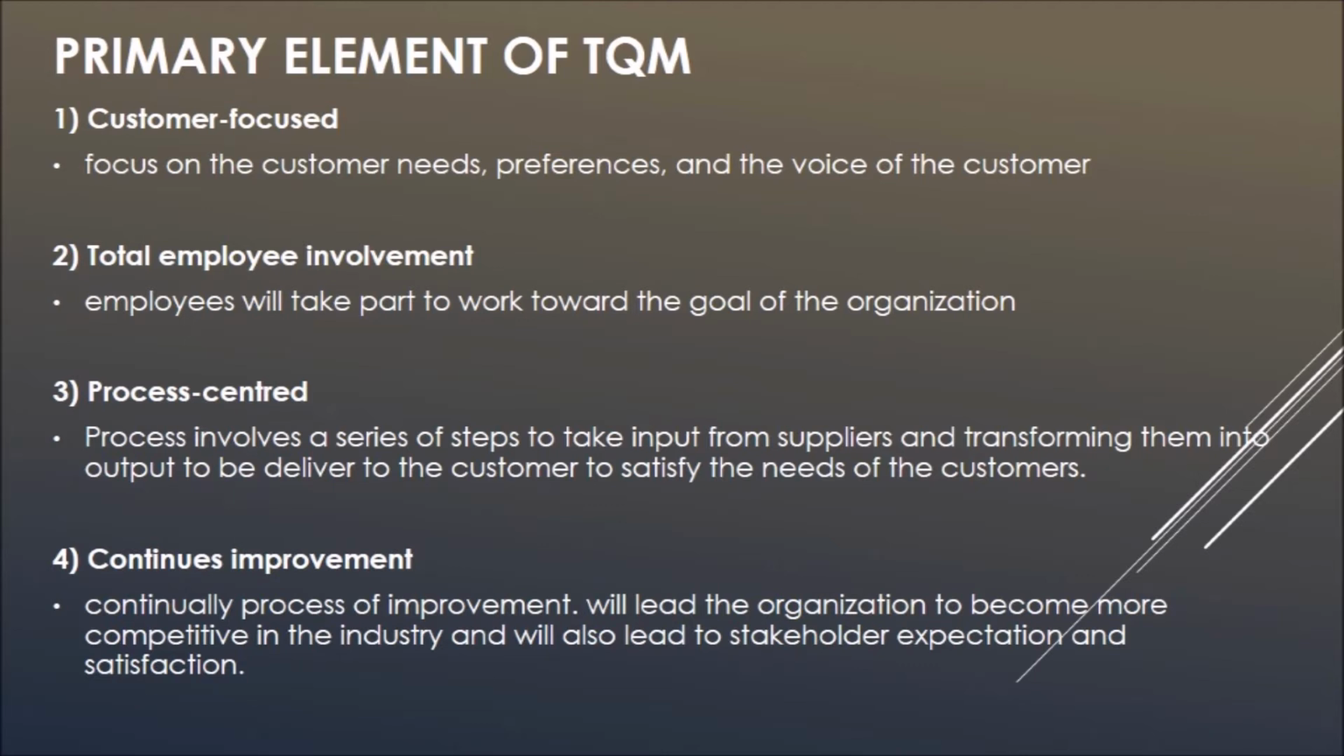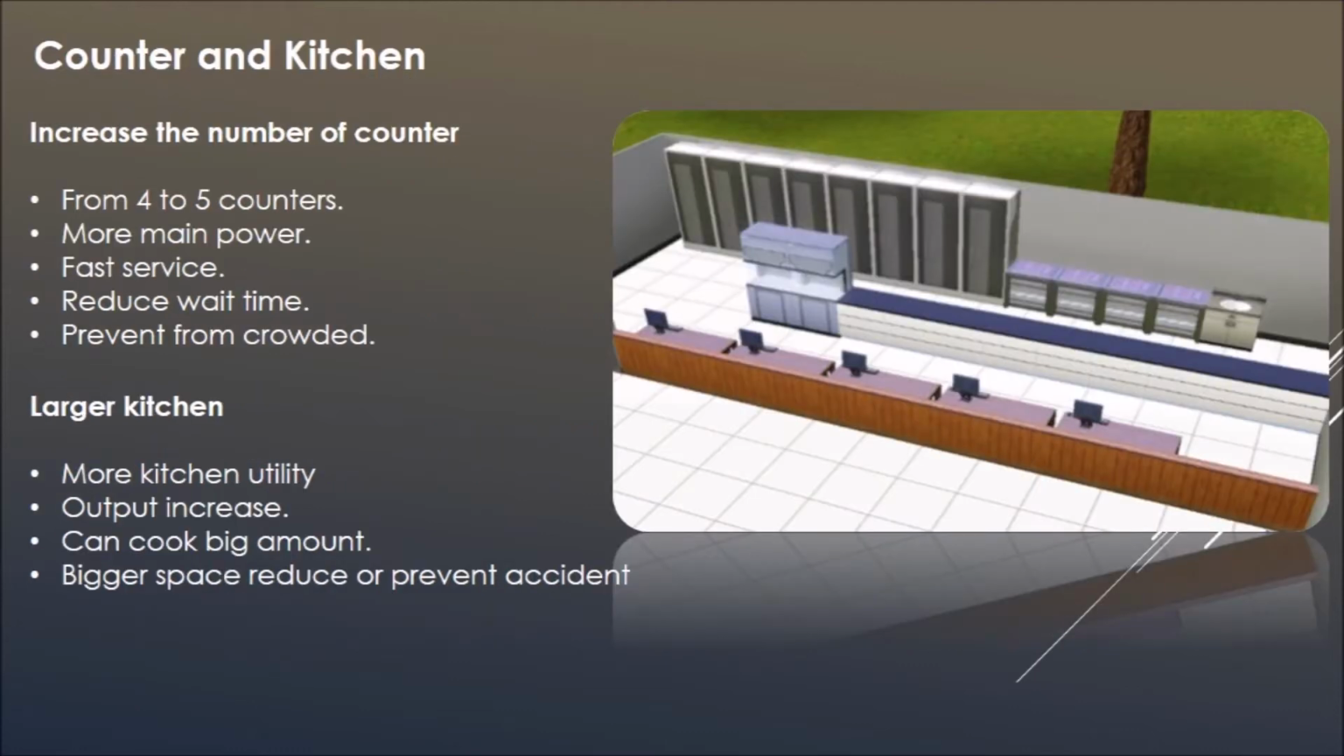The last element of TQM is continuous improvement. Continuous improvement means they will continue to improve the organization. This will lead to the organization becoming more competitive in the industry and lead to the satisfaction of stakeholders and the public as well. Alright, so now let us see the counter and the kitchen.